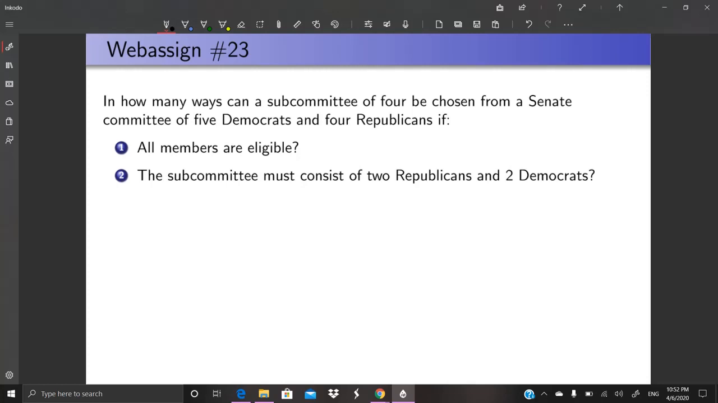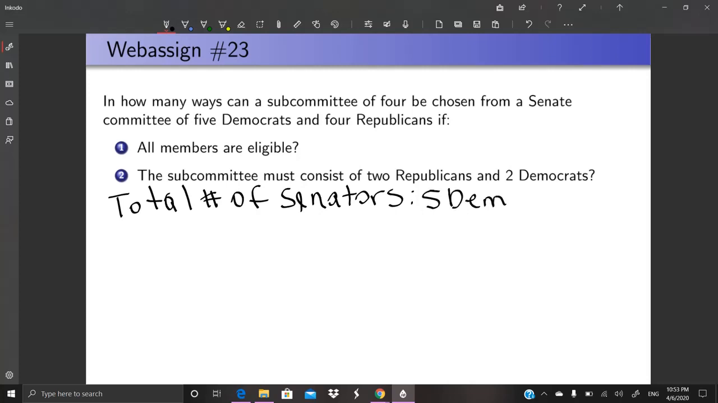Well, we're told that we're just trying to choose 4 people out of the total group. So let's first figure out how many people total there are. Total number of senators, at least for the sake of this problem, is going to be your 5 Democrats, I'll say 5 Dem, plus 4 Republicans, 4 Rep. So we have a total of 9 senators to choose from. And we're trying to choose 4 of them to make up this subcommittee.